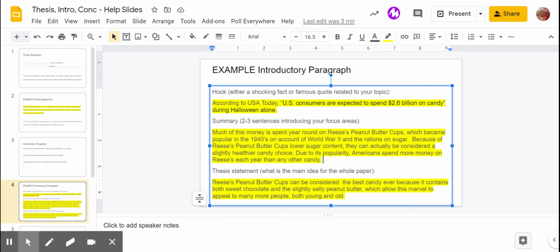Because of Reese's peanut butter cups' lower sugar content, they can actually be considered a slightly healthier candy choice. Due to its popularity, Americans spend more money on Reese's each year than any other candy. So those are my 3 sentences.